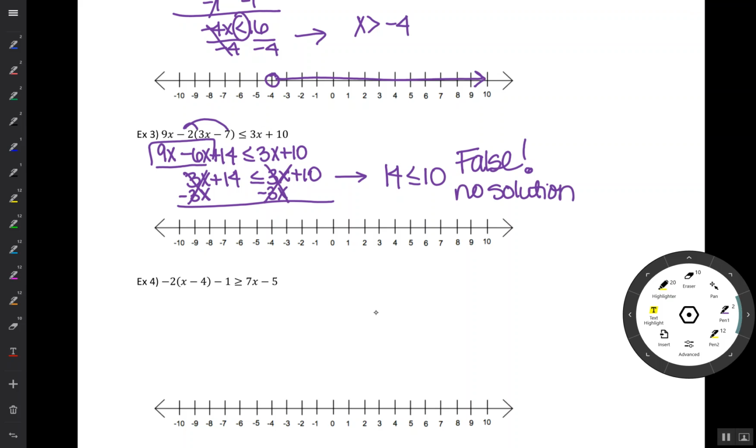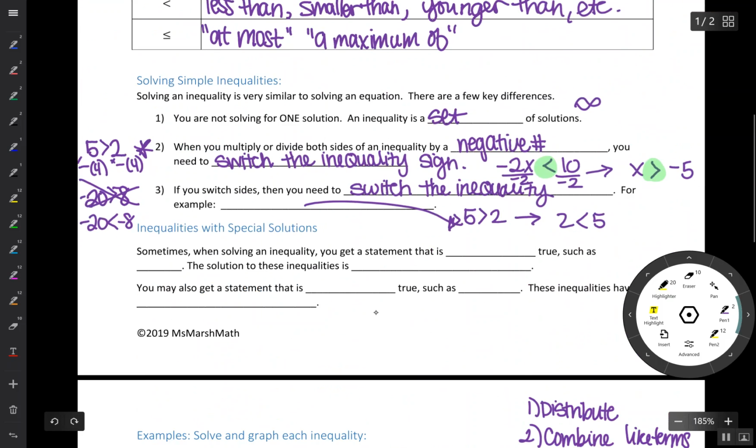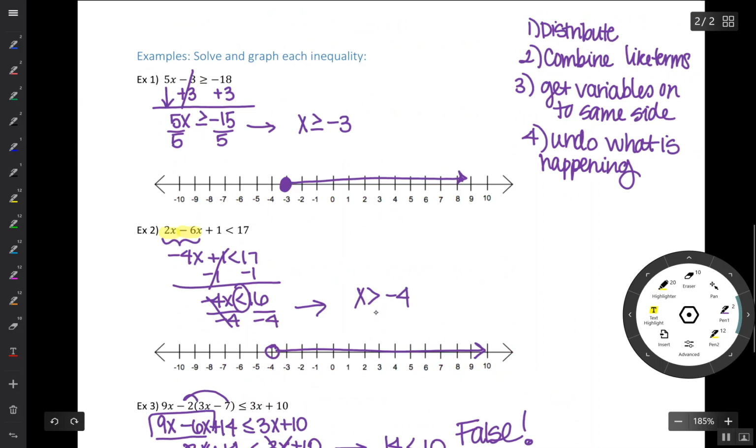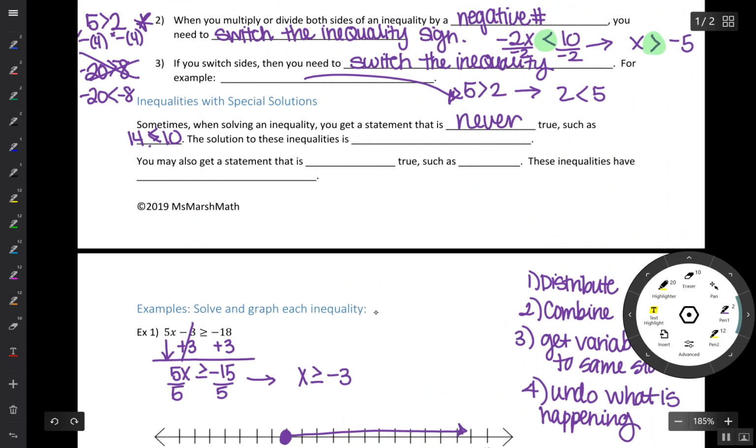So this is one of the special ones. So I'm going to go back up to these notes we skipped. Sometimes when solving an inequality, you get a statement that is never true, such as, we'll use 14 is less than 10. Is that what it was? Less than or equal to 10. So the solution to these types of inequalities is, well, there's no solution.